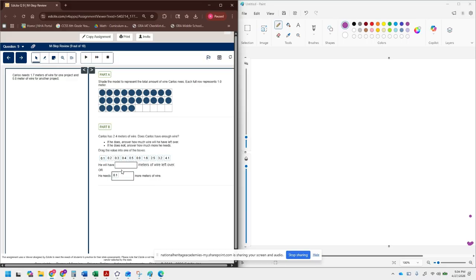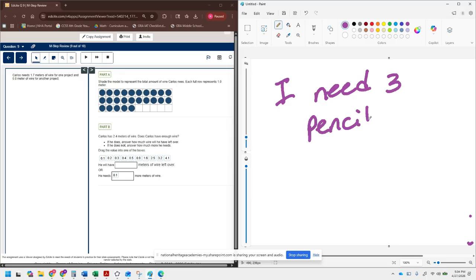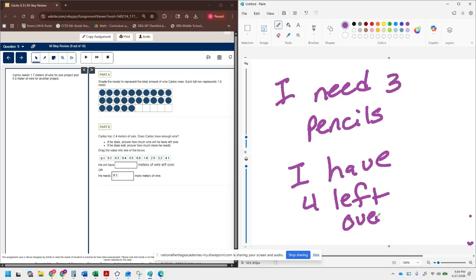He can't have more left over and still need more. That's like saying, I need 3 pencils, I have 4 left over. Well, you can't need 3 pencils if you have 4 left over. It doesn't work that way. Because then you've got the 3 you need.